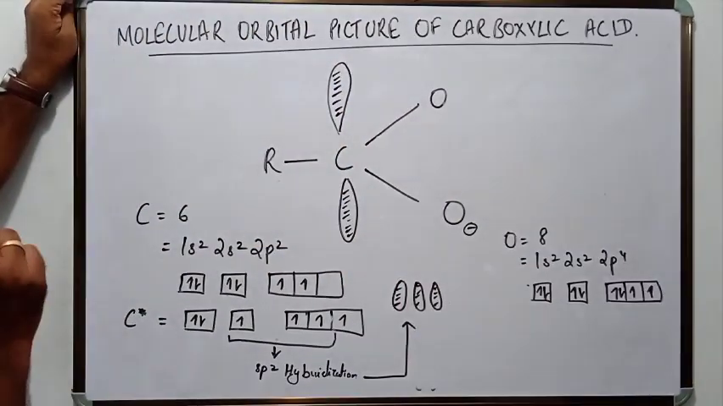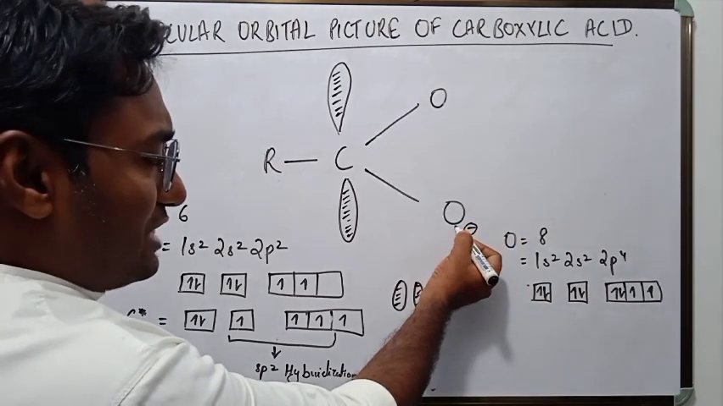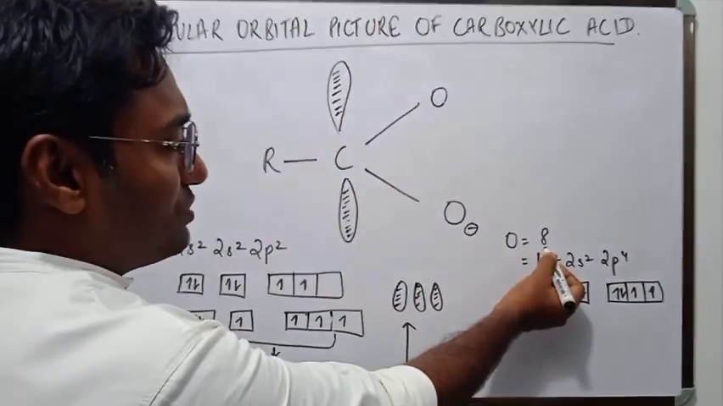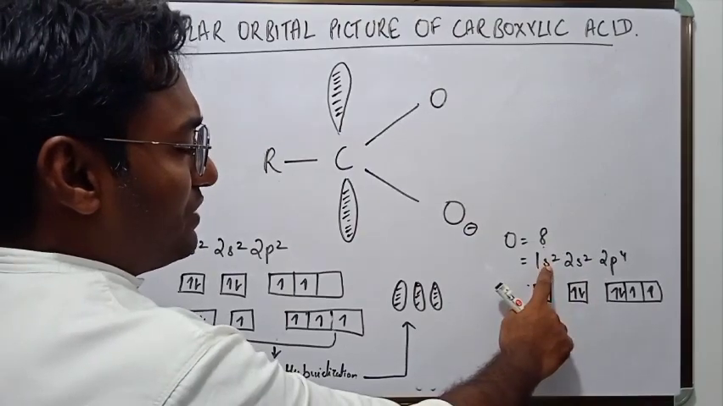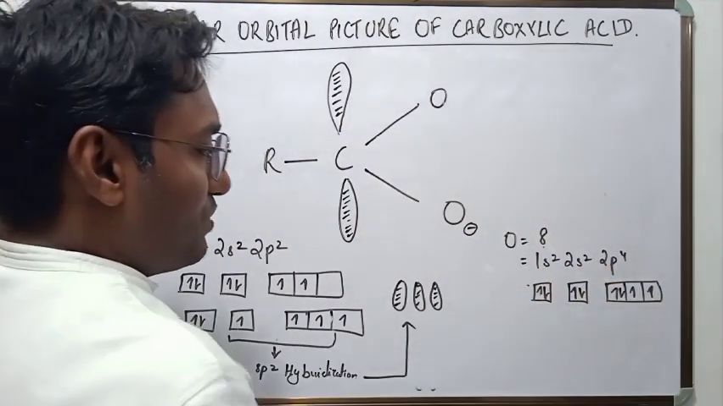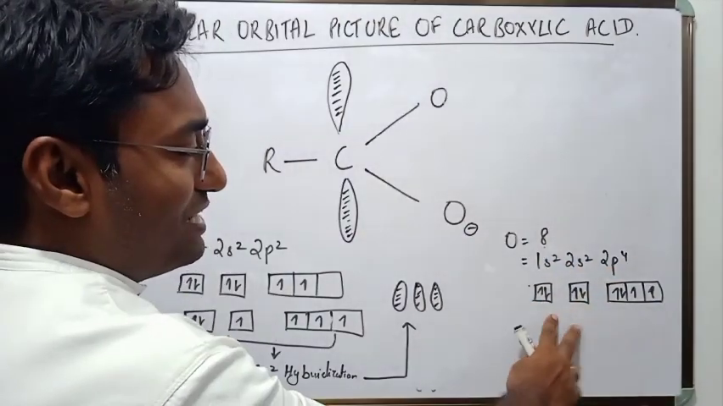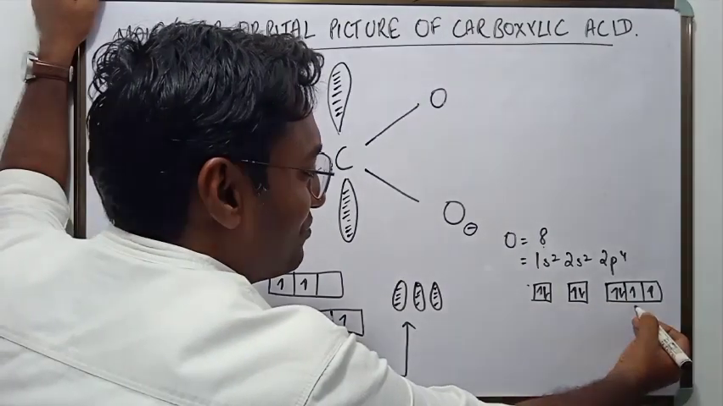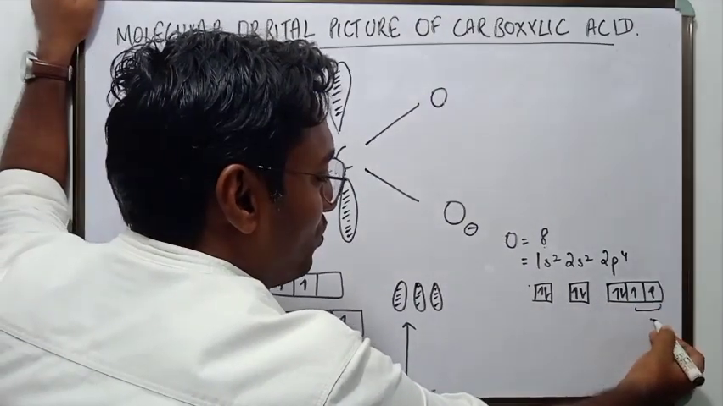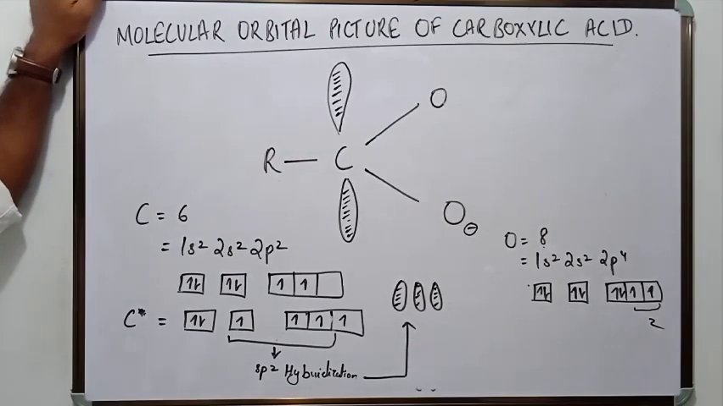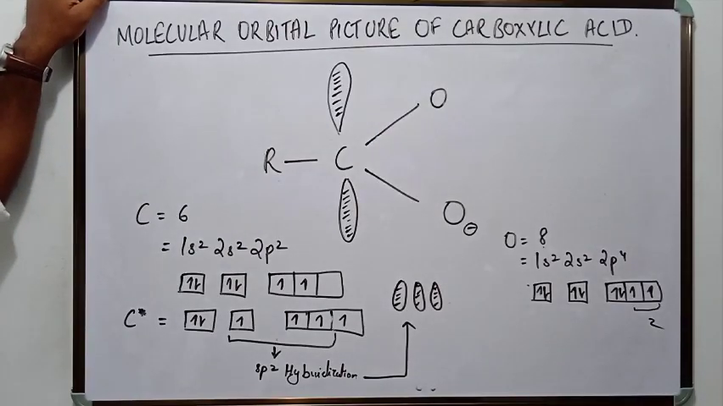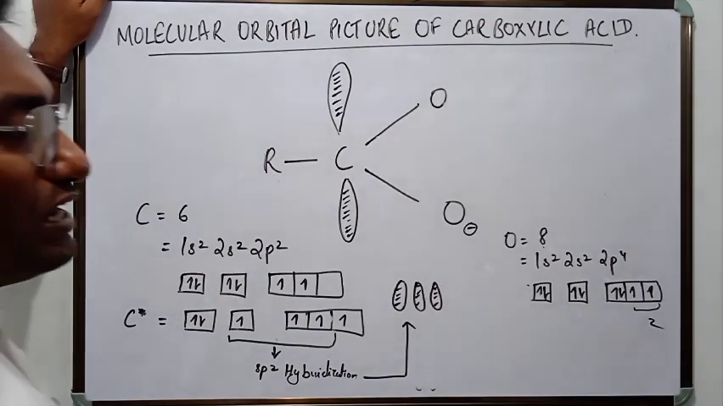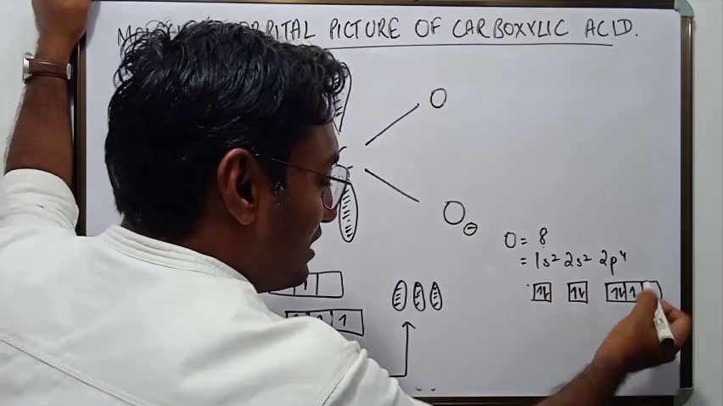Now let us see the case of oxygen. What is the atomic number of oxygen? 8. What is the electronic configuration? 1s2, 2s2, 2p4. I have drawn it already. So what is the valency of oxygen? 2. What happens to these 2 electrons? That is another question, and I will answer it right now.